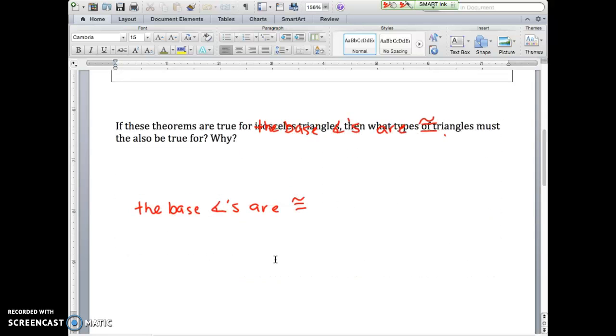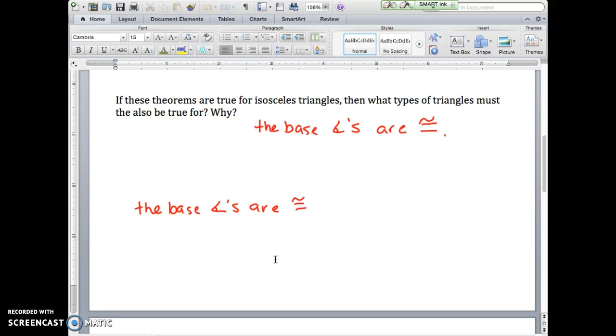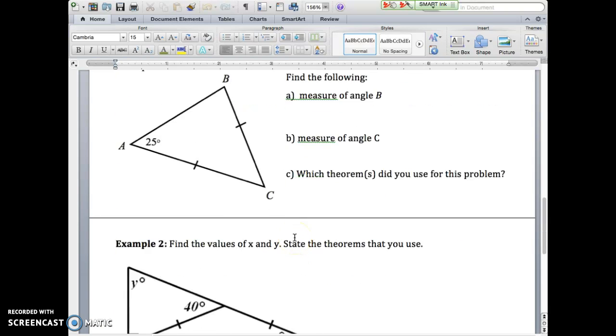Now, if these theorems are true for isosceles triangles, then what types of triangles might they also be true for? This would be for equilateral triangles, because remember, those are types of isosceles.